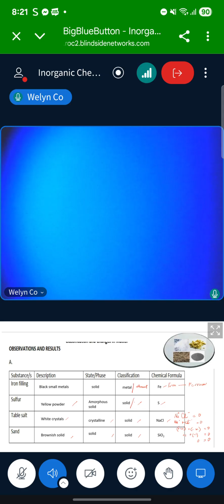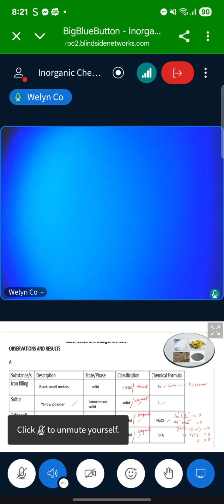It would be your element. Tama ba? Table salt as solid in form of compound. Kasi ito yung compound natin which has a constant, definite proportion. It is sand natin, it's also in a form of compound. Hindi ito mixture ha. It would be your compound, SiO2.